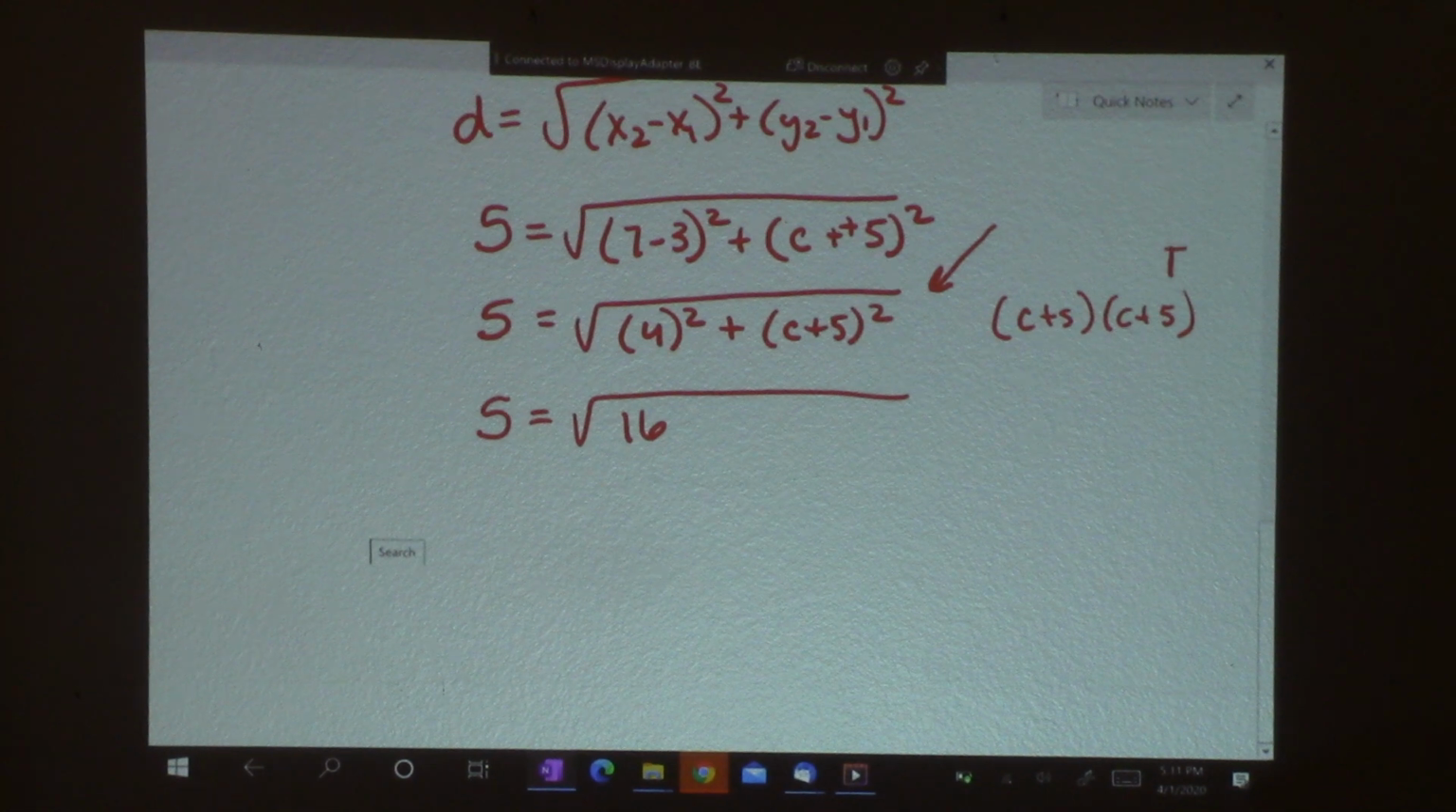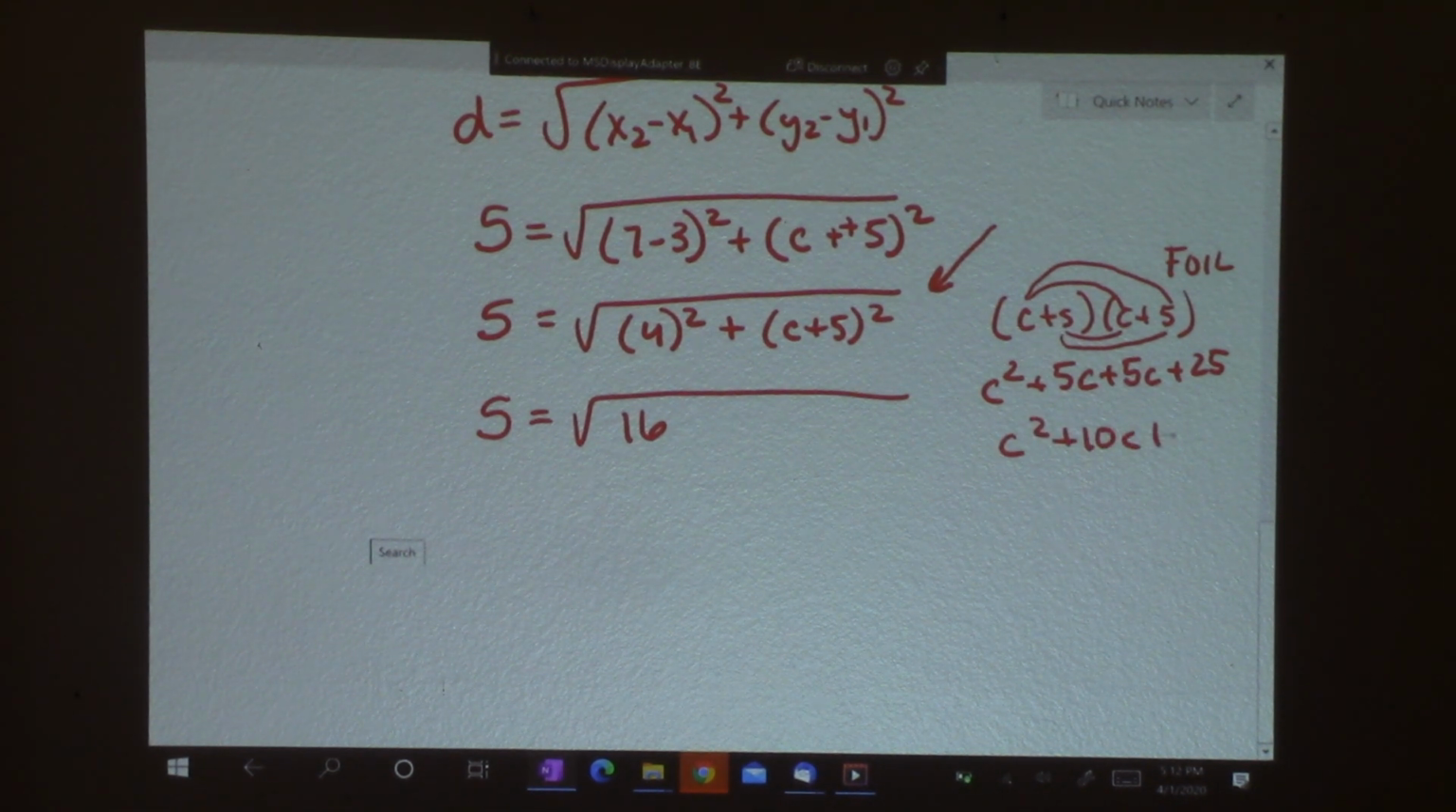So I'm going to use FOIL, which is c times c. C times 5 is 5c. 5 times c. So here, this is first, outside, inside, and then last. Okay? So those are my terms. So now I can add the middle terms. Okay? So now I'm going to put that in here. Because if I want to work this out, I have to put my worked out answer inside here.